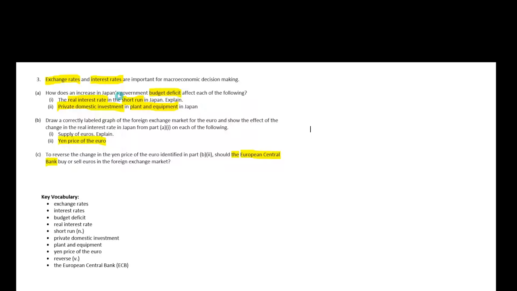Hi guys. In today's Economics for International Students, we're going to look at a macroeconomics question from AP Macro 2015. It's number 3. It's a foreign exchange question, and it also includes a market for loanable funds component. So there's a couple of different aspects here we're going to look at.